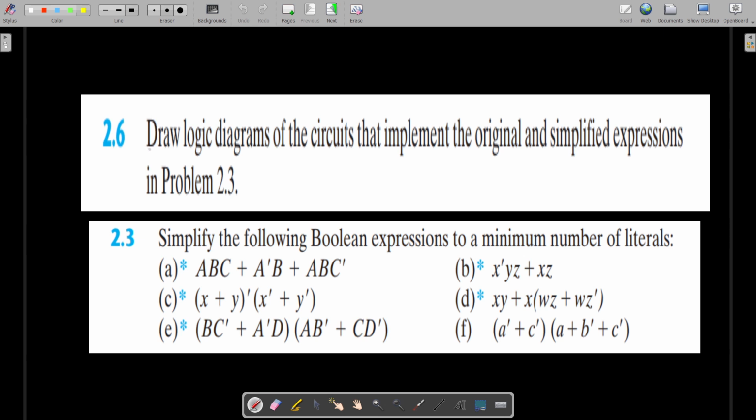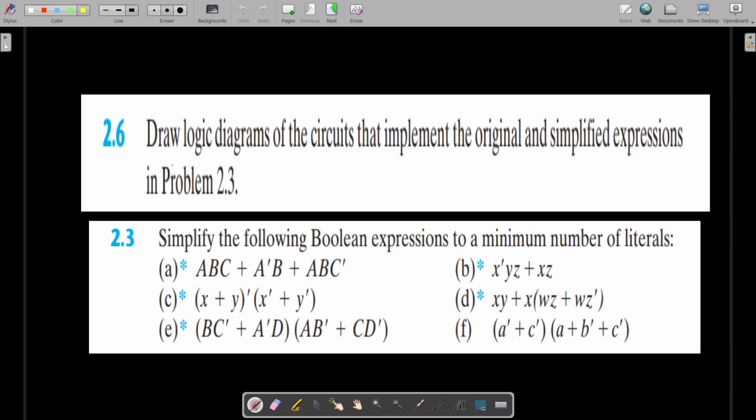The question is to draw logic diagrams of the circuits that implement the original and simplified expressions in problem 2.3. So we need to refer to problem 2.3. There the expressions are given and we have already found the simplified versions also. So now we'll draw the logic diagram for each Boolean expression and its simplified form.